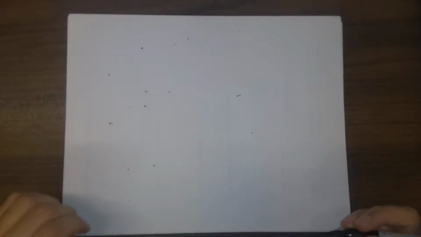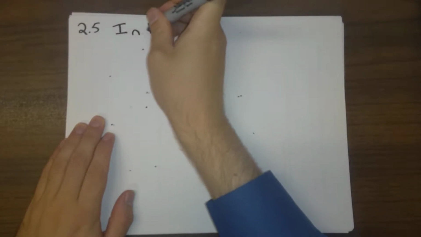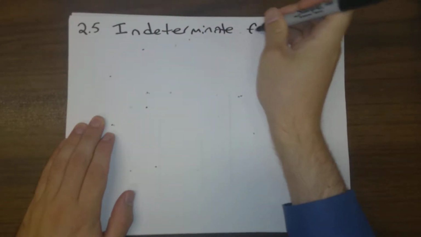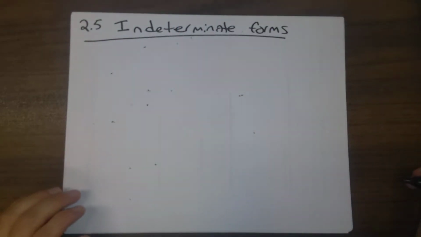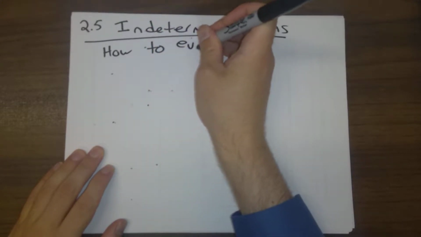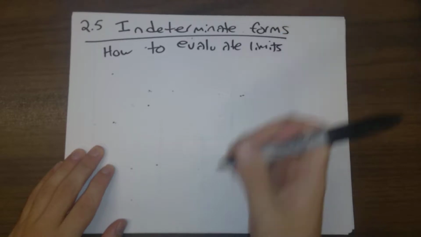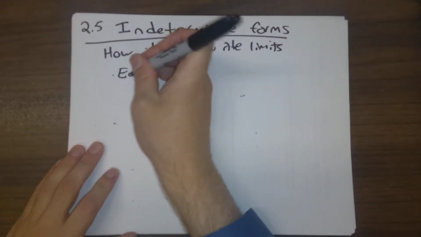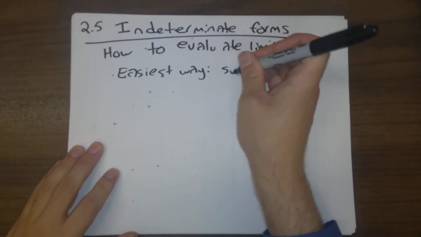Everyone, it's time for us to start section 2.5 on something called indeterminate forms. So we're going to continue our study of how to evaluate limits. And so in the last section, we saw that the easiest way was through substitution.